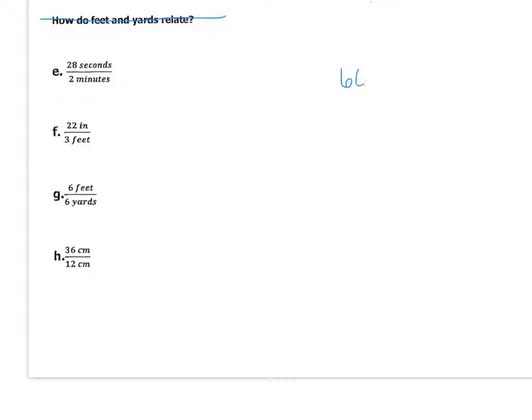So we have 60 seconds equals 1 minute. All right, so at the top, 28 seconds is not going to convert nicely to minutes because it doesn't even make 1 minute. So what I'm going to do is convert the bottom 2 minutes into seconds by multiplying by 60. So on the top I have 28 seconds equals 2 times 60 is 120 seconds.